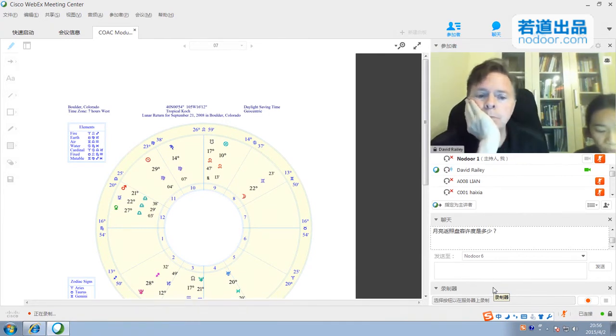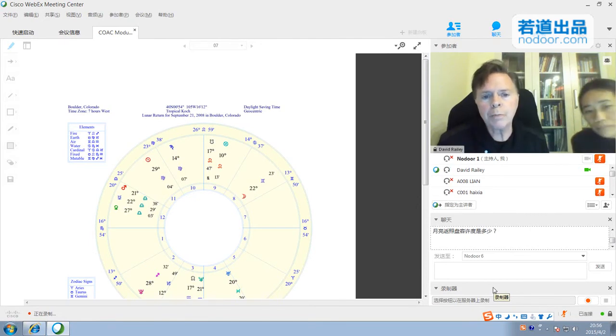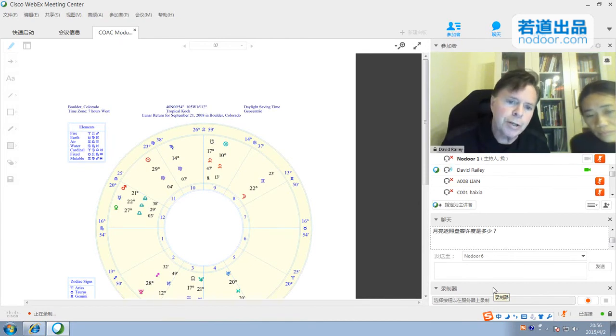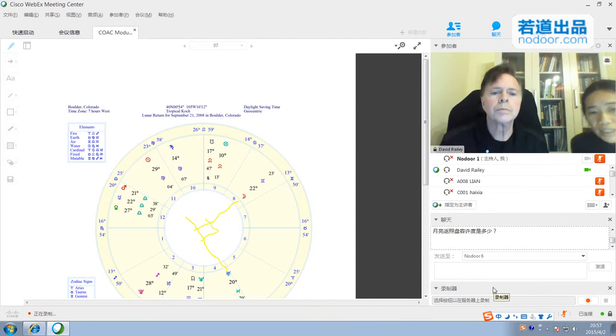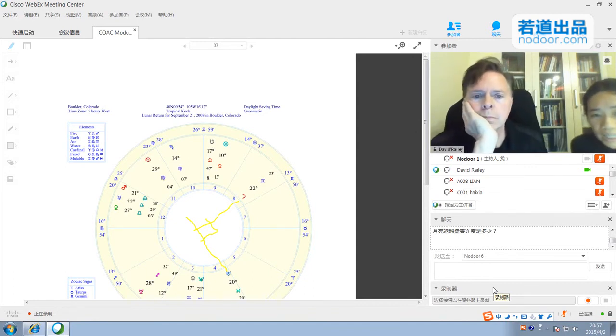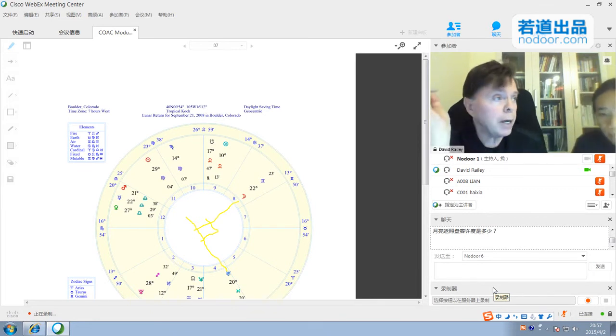Now I knew she had been getting some transits that fit some of the emotional stuff she'd been going through. One of the big transits she had going on at the time was Uranus squaring her moon.